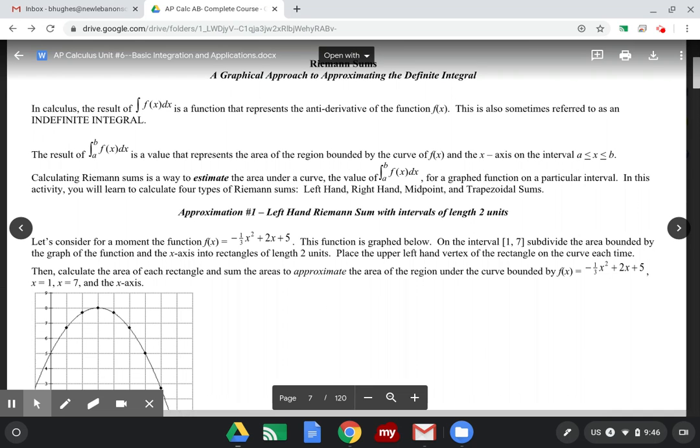Today we're going to be talking about Riemann sums, kind of continuing our talk about antiderivatives and the applications of what they can be used for.